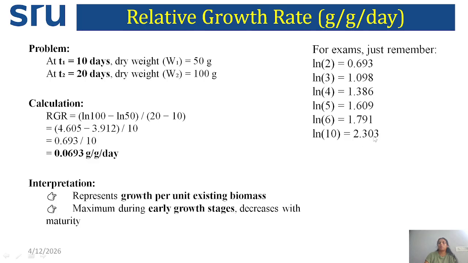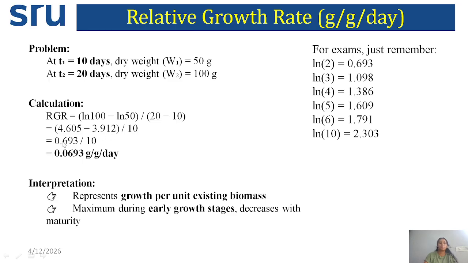That's why 2.303 plus 1.609, if you add these two values you will get 3.912. So in the exam, please try to remember the standard values of ln 2, ln 3, ln 5 and ln 10. Then you can easily analyze the relative growth rate.